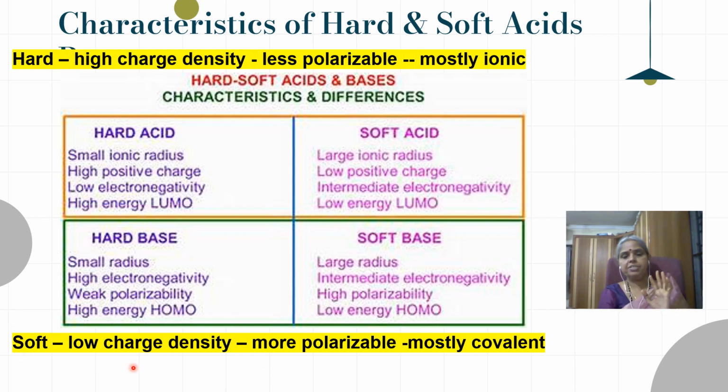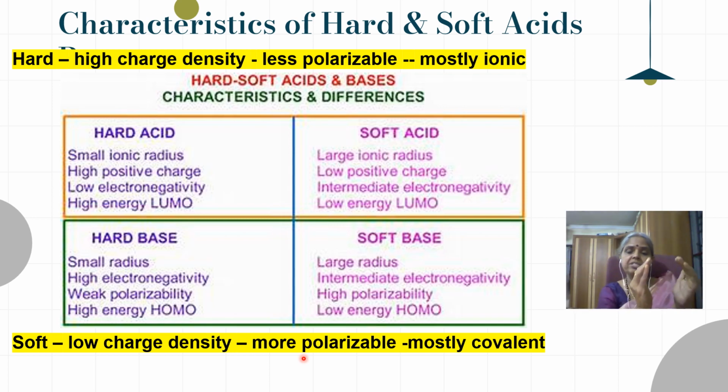Low charge density. When will the charge density be low? Less charge, more volume, or more radius, big ions with little charge. So, low charge density means more polarizable. Polarization means what? All positive charge going to one side, negative charge going to the opposite side. Polarization means forming poles. What poles? Positive pole and negative pole.